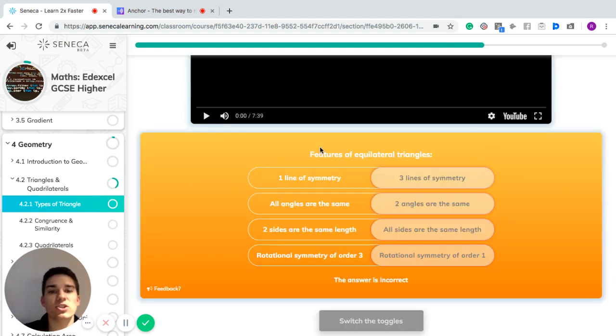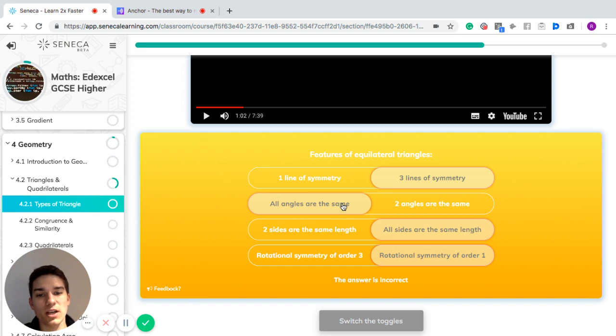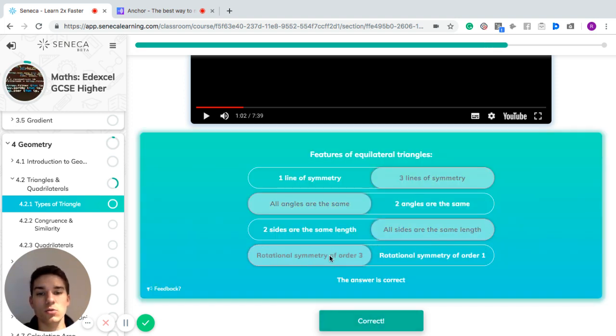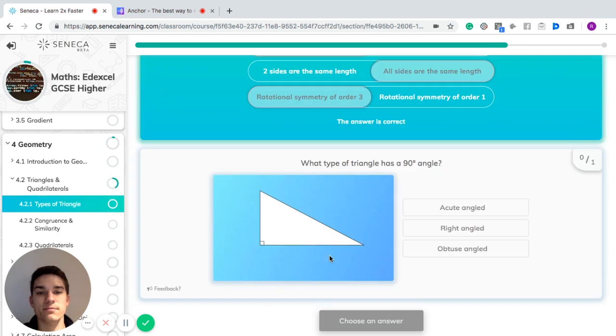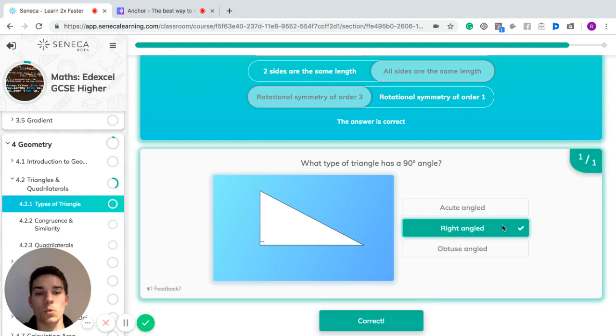So some features of equilateral triangles are that it's got 3 lines of symmetry, all angles are the same, all sides are the same length, and it's got rotational symmetry of order 3. Now, what type of triangle has a 90-degree angle in it? Remember, that's a right-angled triangle.